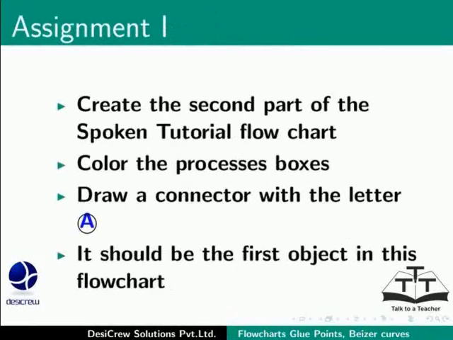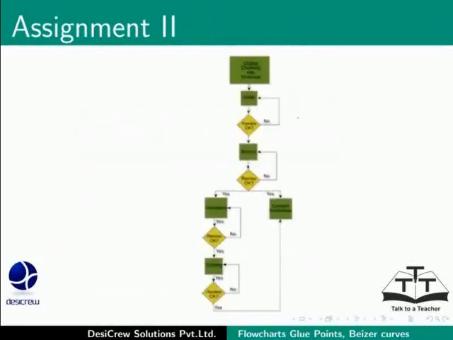Pause this tutorial and do this assignment. Create the second part of the spoken tutorial flowchart. Color the process boxes. Draw a connector with the letter A. It should be the first object in this flowchart. It should look like this.